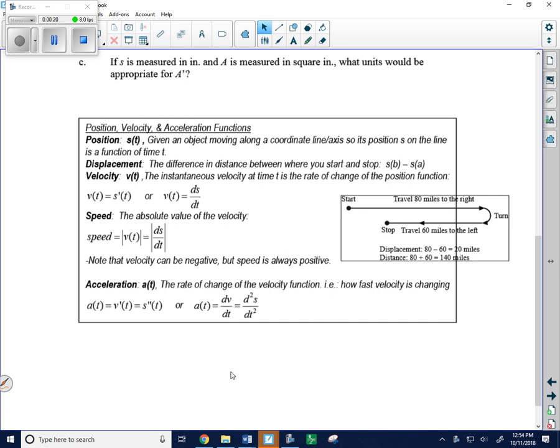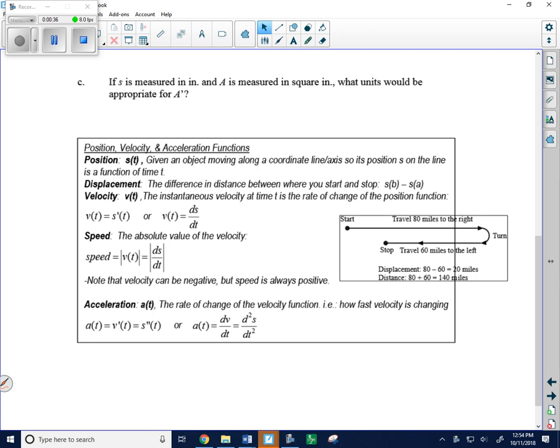So we looked at simply a shape, and if the rate of change of the shape, like a radius or height or something, is changing. And then we looked at position, velocity, and acceleration, and how those are related. And so here it is.